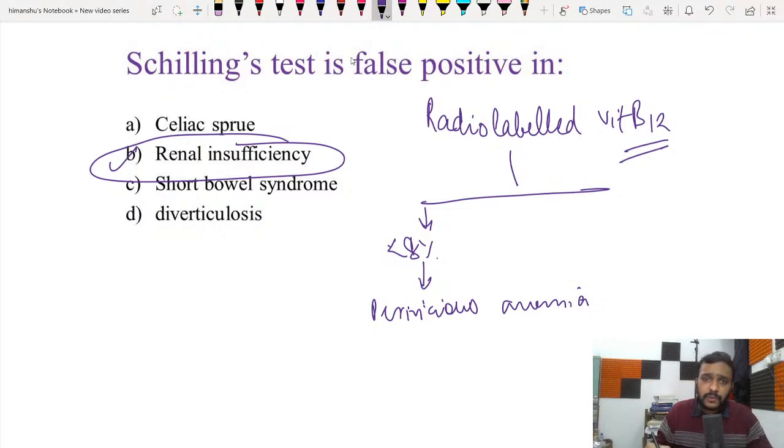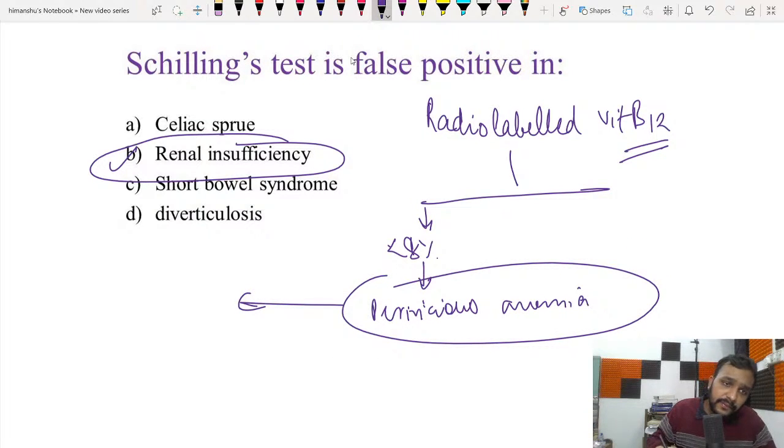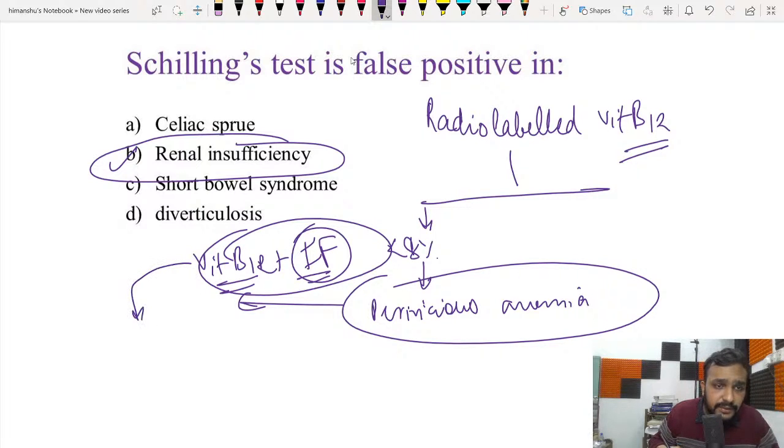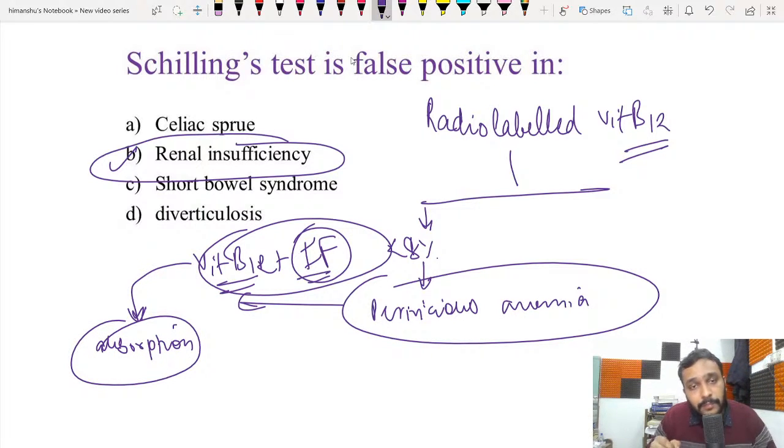And what do we do after this? We give radio labeled vitamin B12 plus intrinsic factor. If even after giving this along with intrinsic factor the excretion is not normal, then it is due to a problem in absorption. But if it becomes normal, then it is due to intrinsic factor deficiency.